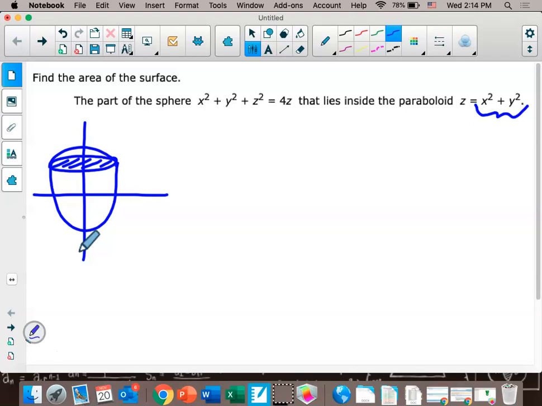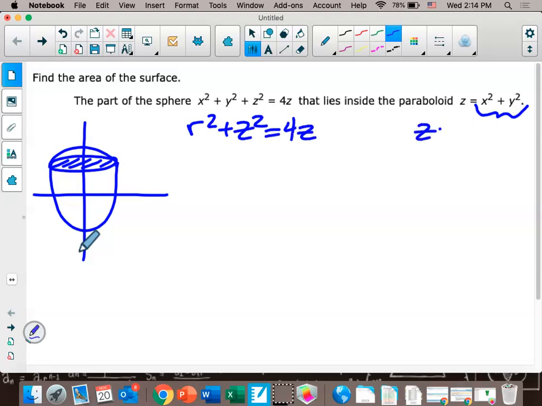Was this a polar assignment? Was it after we learned polar? Yeah, it was, right? Okay. We're allowed to convert, right? That's all I'm saying. All right, so I have r squared plus z squared equals 4z.